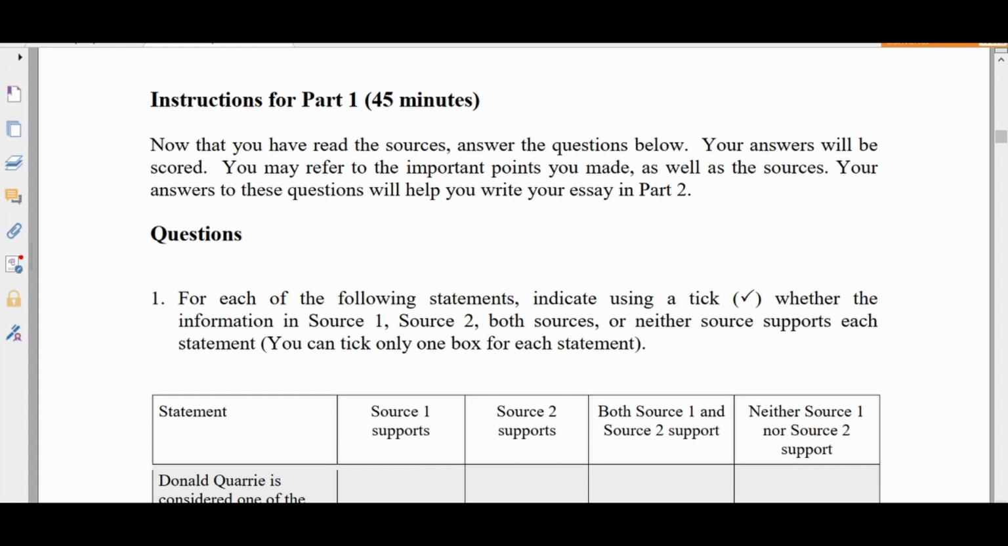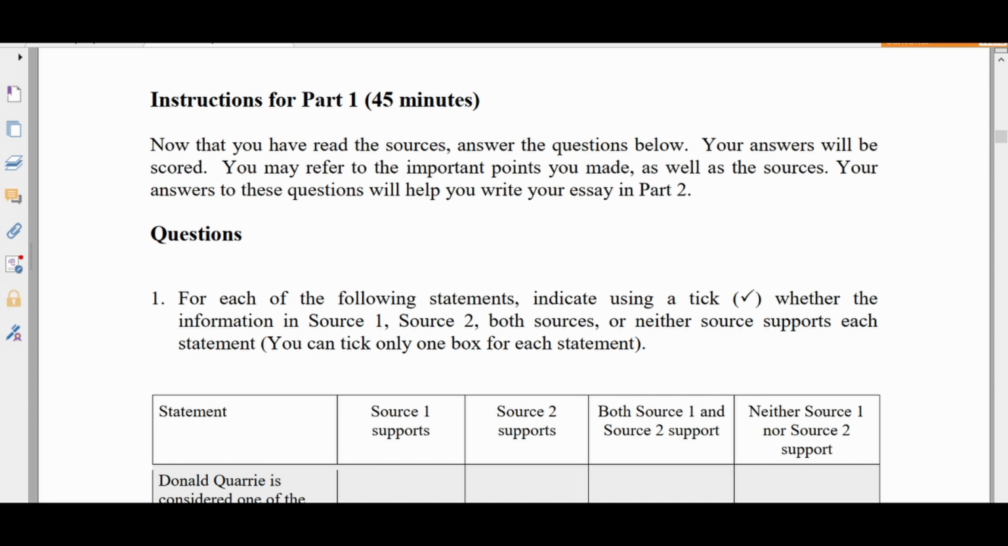So it says here, instructions for part 1, and this would have been for 45 minutes. Now that you have read the sources, answer the questions below. Now please don't read them only once. I'm only doing that here to save on time, but in the real exam, make sure you read these things more than once. Your answers will be scored. You may refer to the important points you made as well as the sources. Your answer to these questions will help you write your essay in part 2.